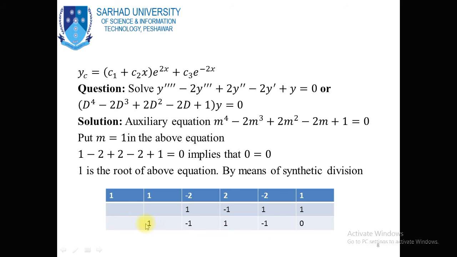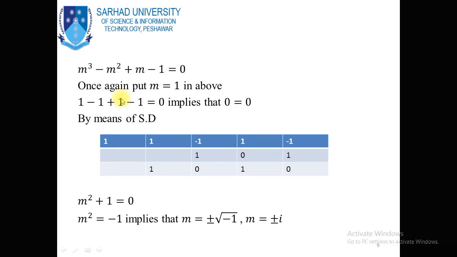Now the depressed equation will be m cube minus m square plus m minus 1 is equal to 0. And you see over here, this is the depressed equation, m cube minus m square plus m minus 1. Now again putting m is equal to 1, this equation is satisfied. For m is equal to 1, 1 minus 1 plus 1 minus 1 is equal to 0, and this implies that left hand side is also equal to 0 and right hand side is also equal to 0.